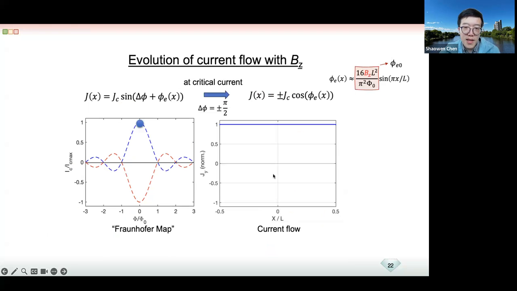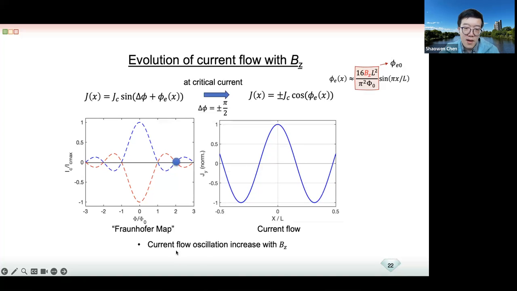Okay, and from this, I can try to get something a little bit more quantitative, right? So as I mentioned, the phi of E term essentially controls the shape of my current profile. So if we only look at the case at the critical current, right, which corresponds to this delta phi, then essentially the current profile looks like a cosine function, right? And as I ramp up the magnetic field, the cosine function gets more and more squeezed, and the periodicity of the oscillation becomes smaller and smaller.